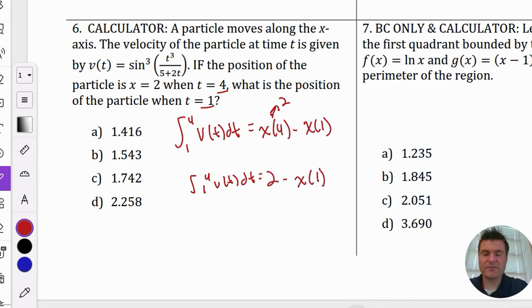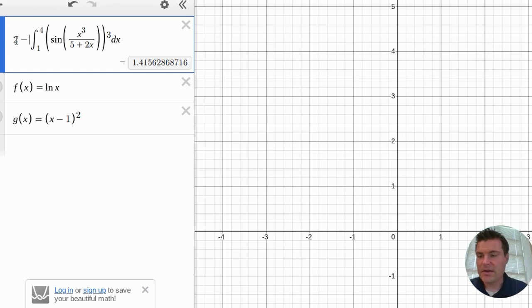If I'm trying to solve for x of 1, I don't want to add x of 1 to both sides, I subtract the integral from both sides. So x of 1 is 2 minus this integral from 1 to 4 of v of t dt. So now we're good to go. We can set this up in our calculator or on Desmos. I have it already set up on Desmos for us right here. So I did 2 minus this integral.